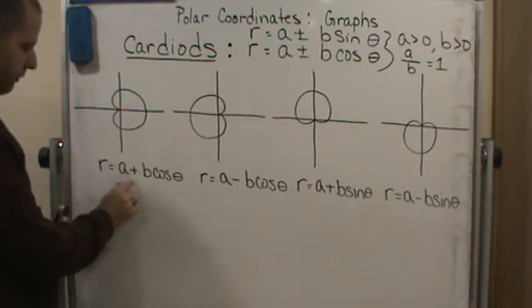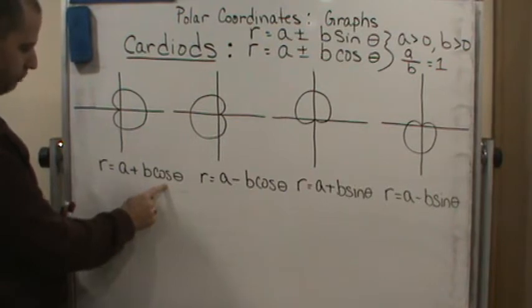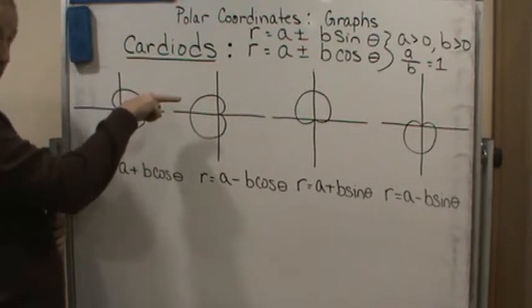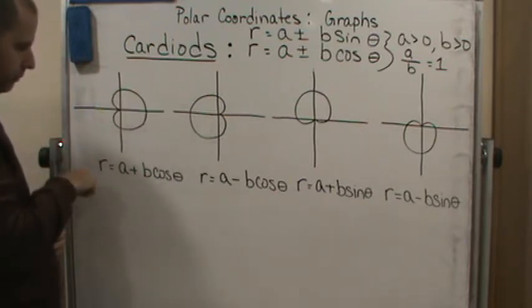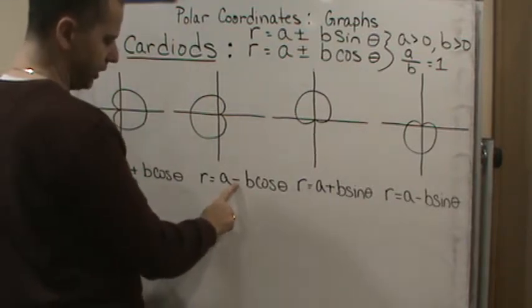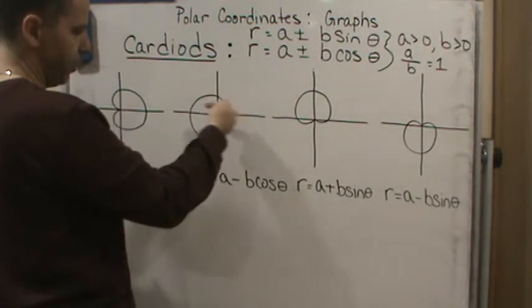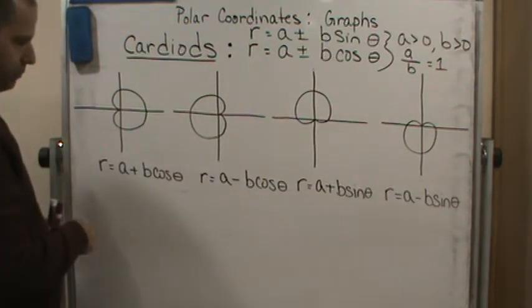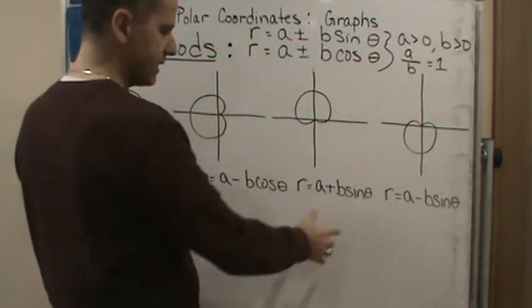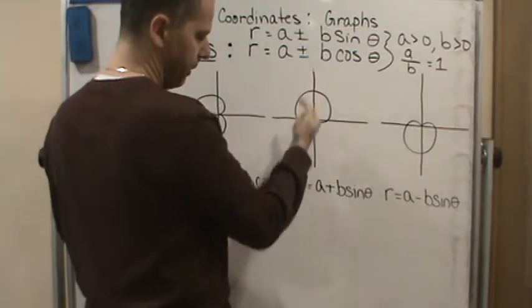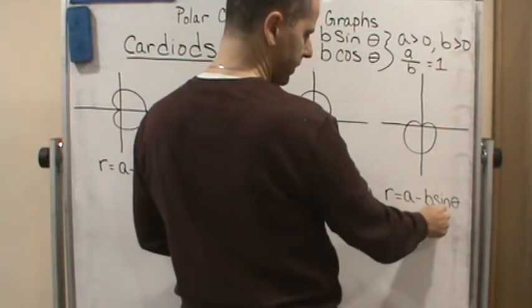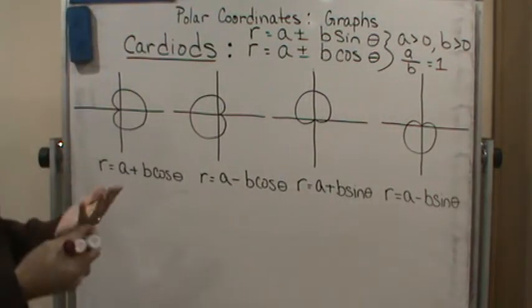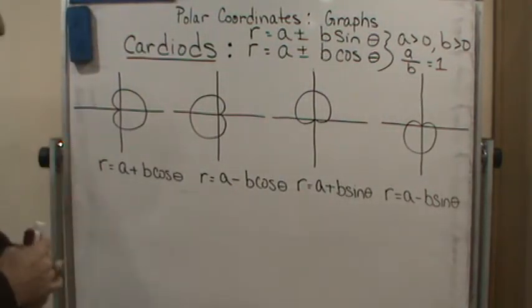So notice that if it's plus with cosine, then most of the cardioid is on the positive x-axis. If it's a subtraction with cosine, then you've got most of it going towards the negative side on the x-axis. And then if it's sine with positive, then most of it's going up, versus if it's subtraction with sine, then most of it's going down. So that's the best way I can think of to remember the orientation of this stuff.